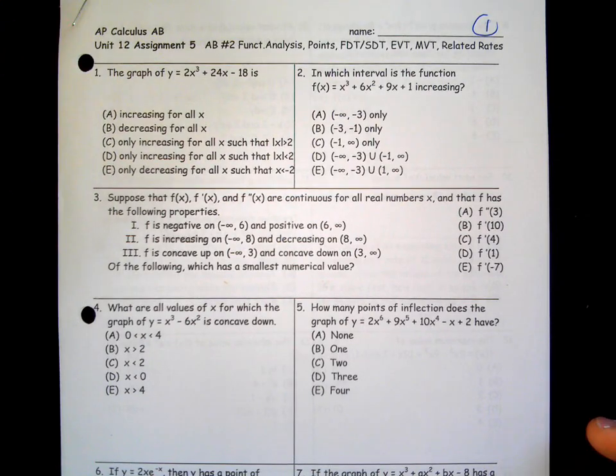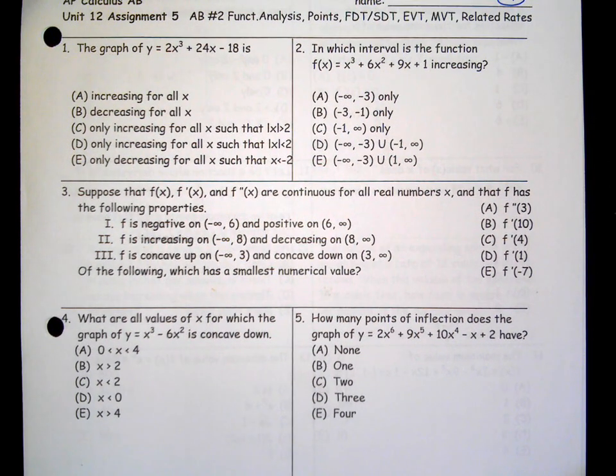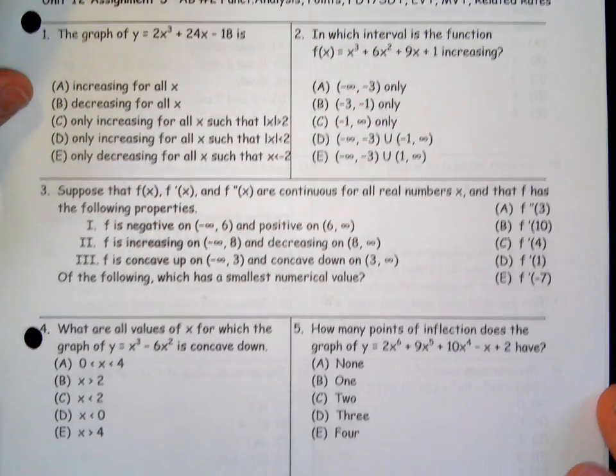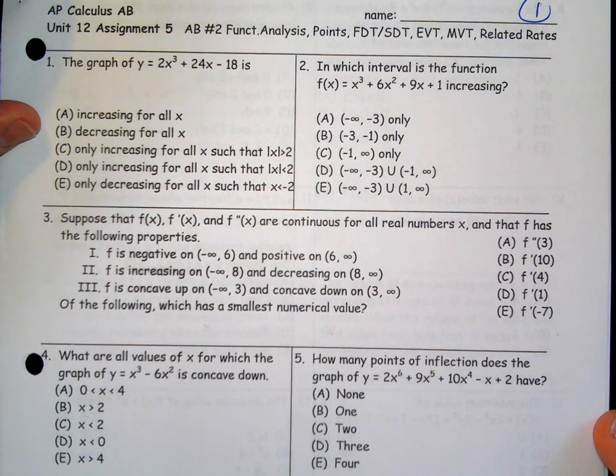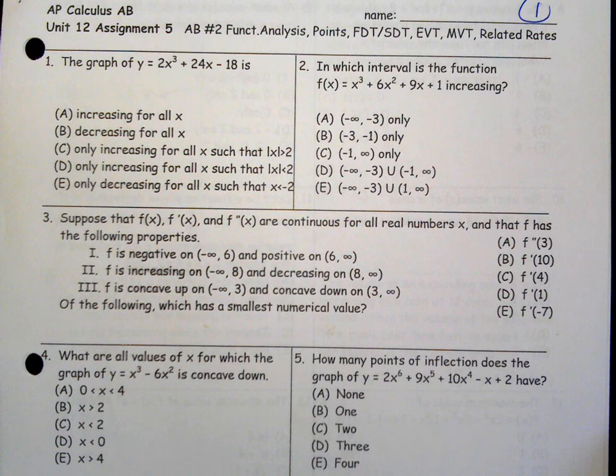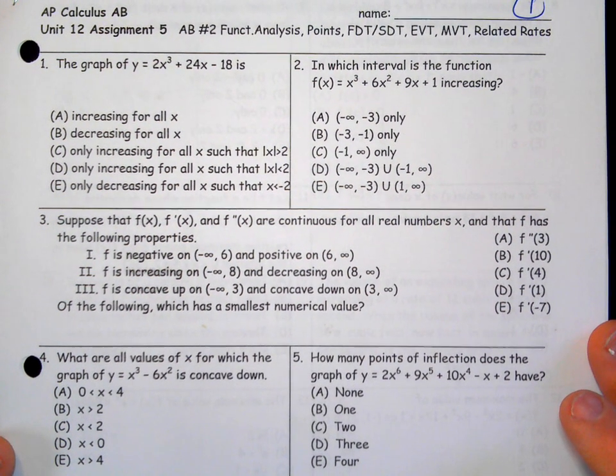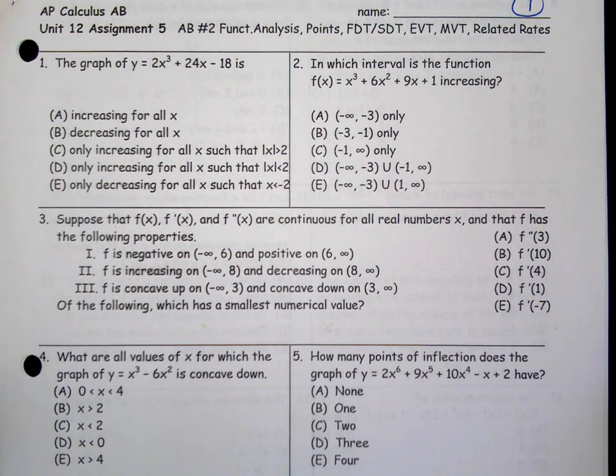Okay, here we go. Assignment 12.5, AB number 2. This is another multiple choice packet. So usually what I do on these is I will add some notes or we'll do some problems together, and then you'll try them and then I'll do them, and then you'll finish the rest on your own and check and fix them online. So here we go.